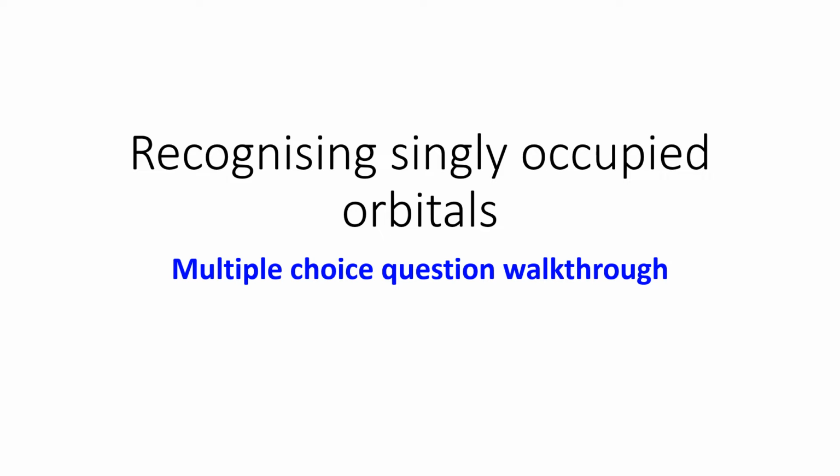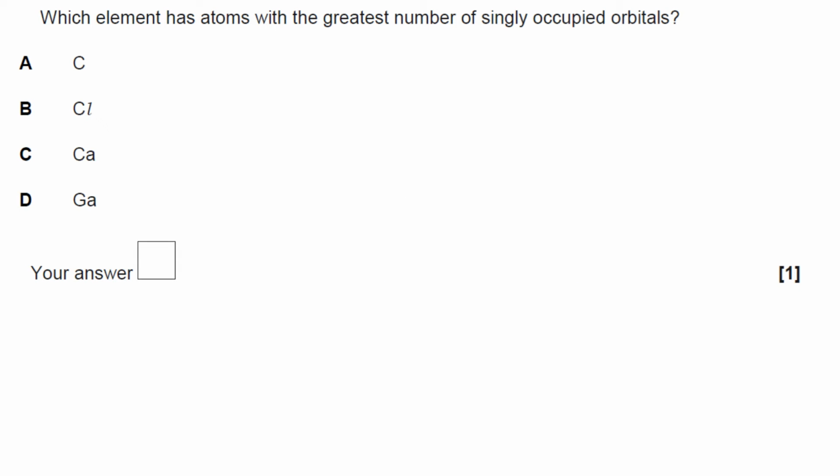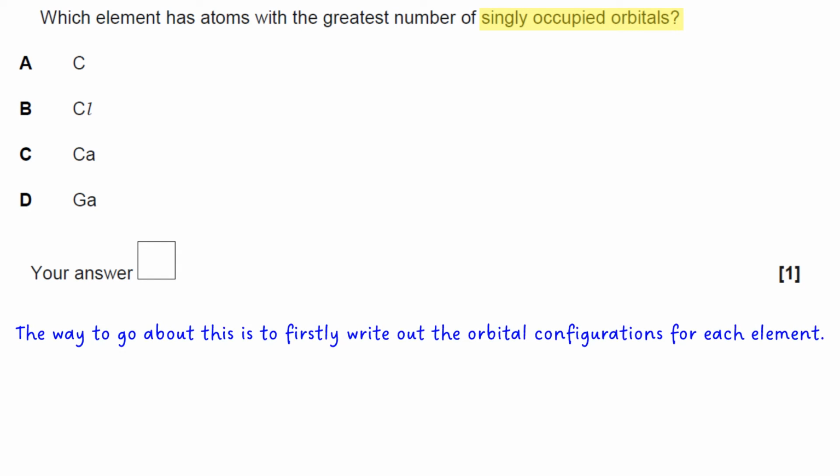Hi, and welcome to this clip having a look at how we can recognize singly occupied orbitals in A-level questions. It usually turns up in multiple choice questions, so I found one that we can have a look at. Example. So you can see the term there: which element has the atoms with the greatest number of singly occupied orbitals? So to go about this, we firstly write out the orbital configuration for each of our choices.